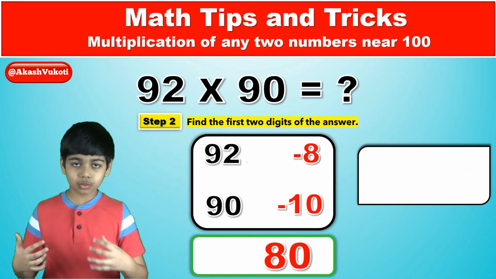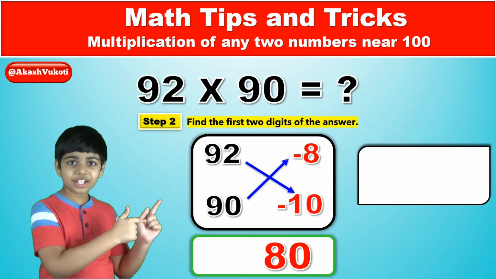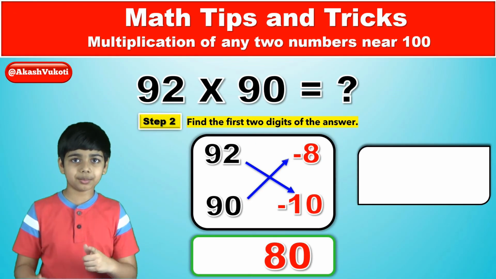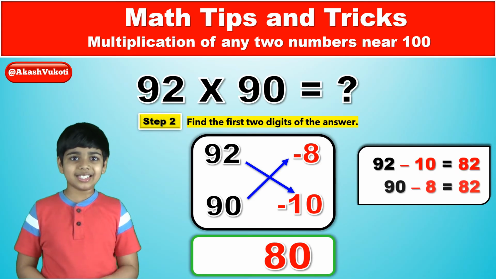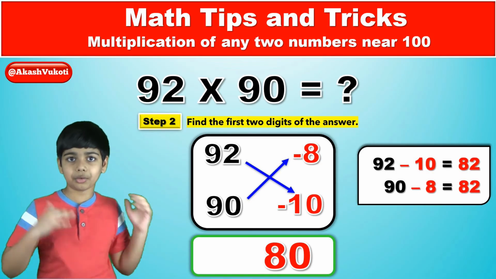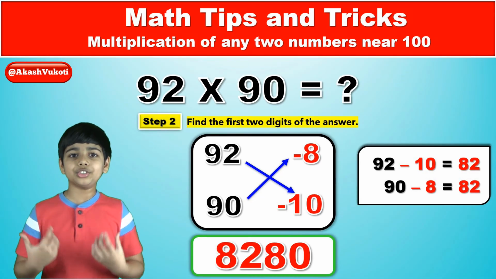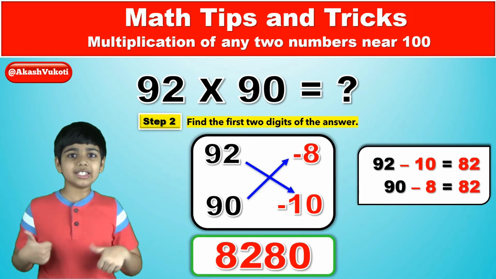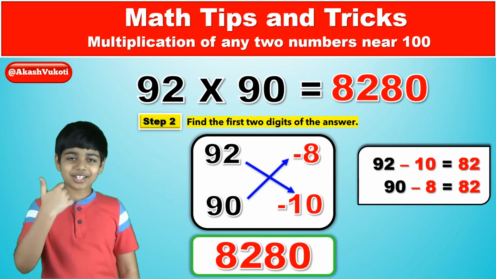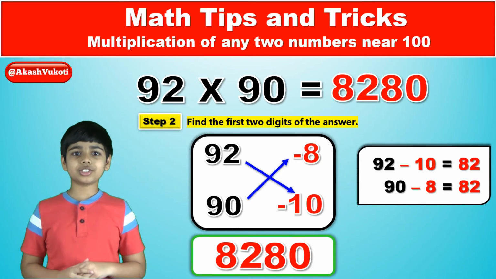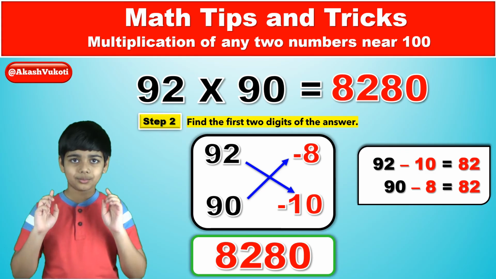Then, we cross-subtract again, X shape. We cross-subtract the numbers from the opposite differences and get 82. Either way works, which are our first two digits. This means that 92 times 90, final answer is 8,280.